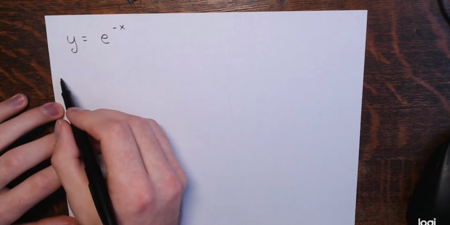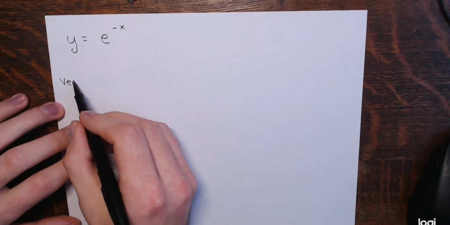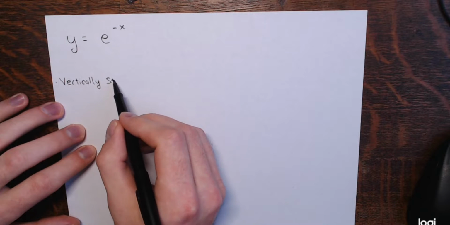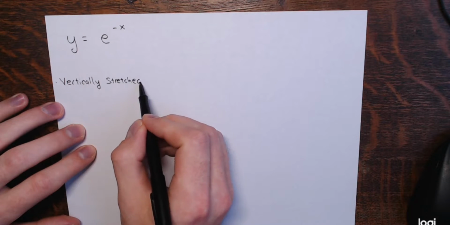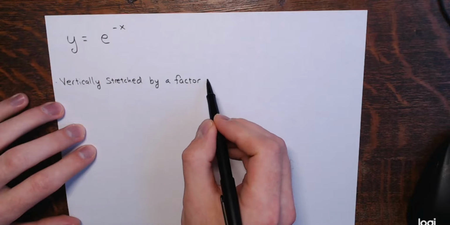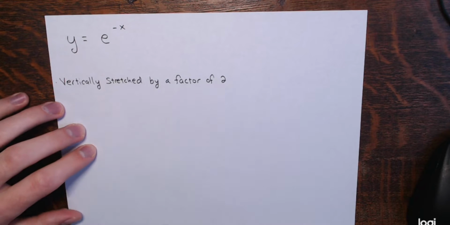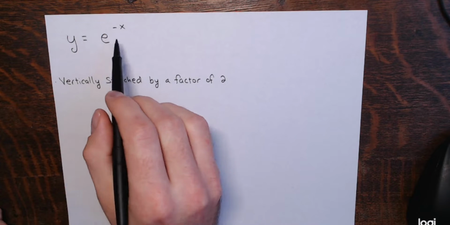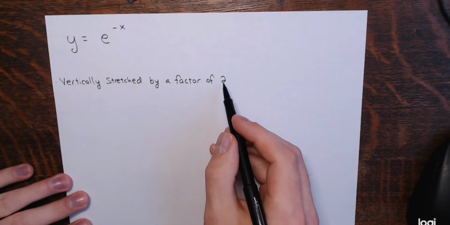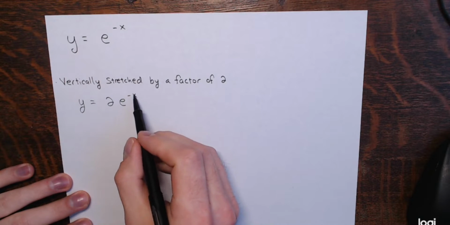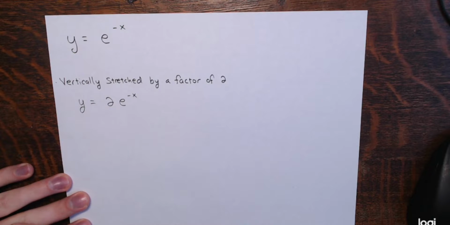Then they say vertically stretched. The first transformation is vertically stretched by a factor of 2. Now remember, vertically stretched by a factor of whatever is just you take the previous expression and multiply it by that number. So it's just y = 2 times e to the negative x. That's going to cause a vertical stretch by a factor of 2. It's that simple. Vertical stuff is usually pretty simple.